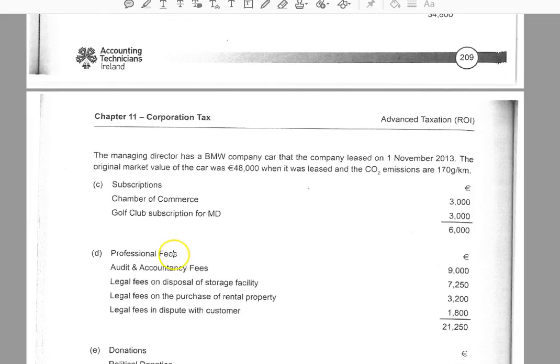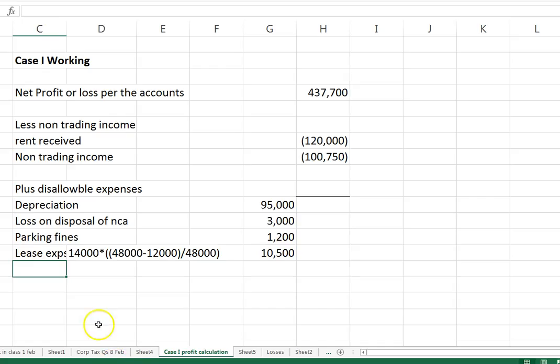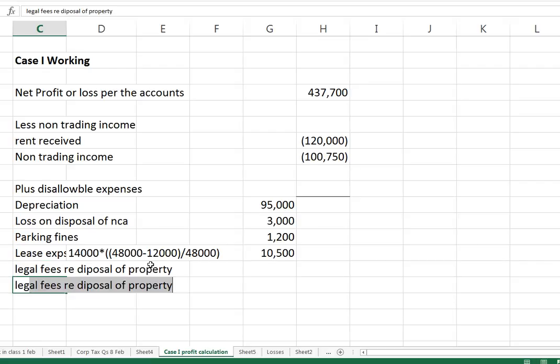It's an allowable expense. Professional fees, so we add back anything here that's capital related or to do with another trade. So disposal of storage facility and rental property. Rental property is case 5, it's a different type, it's non-trading income, and that's a capital item. So legal fees. And the two then get added back, and they are 7,250 and 3,200.